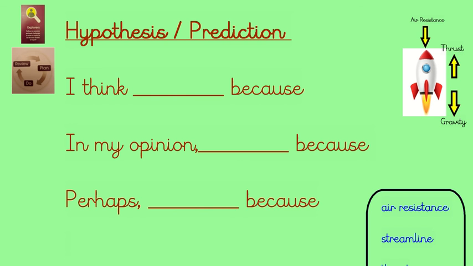Okay, welcome back then. So on your piece of paper you've got the title at the top, which you've underlined neatly. Then you have written your introduction subheading and you've written your introduction underneath. And now it's time to write the next subheading, which is hypothesis or prediction. And then you're going to write up your prediction neatly.